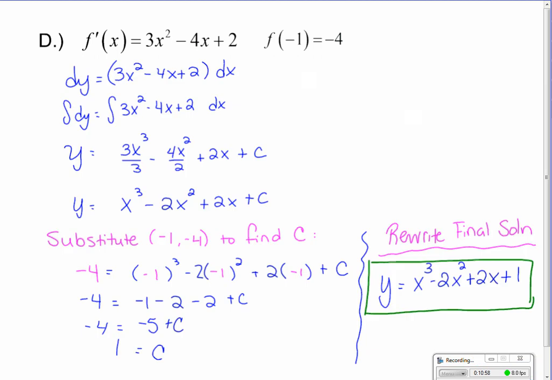The solution is down here in the right-hand corner. See if that matches yours.